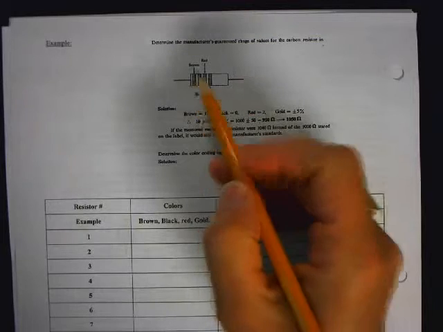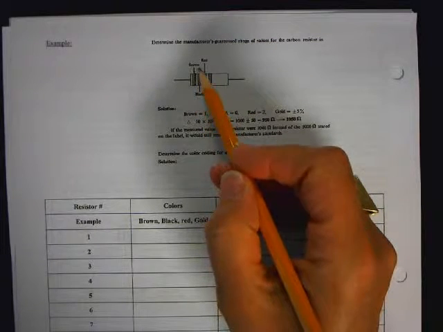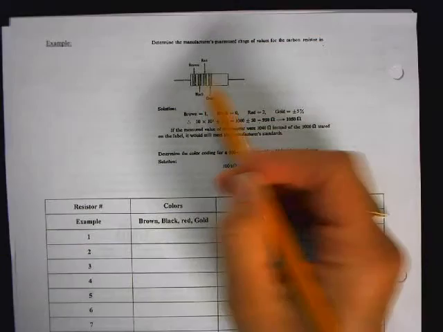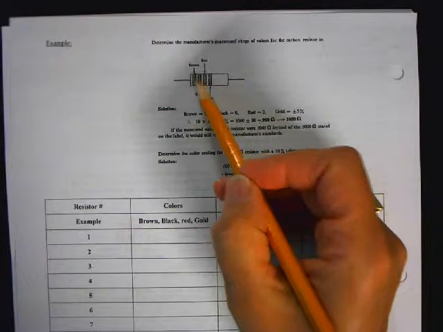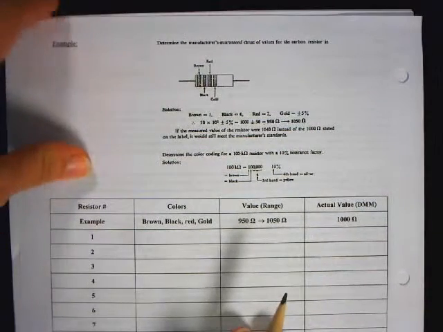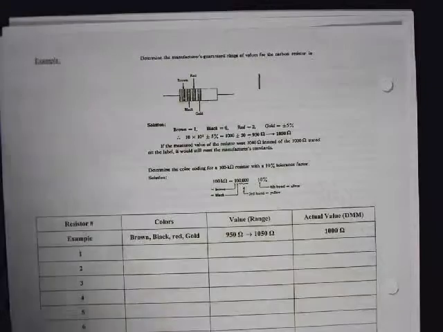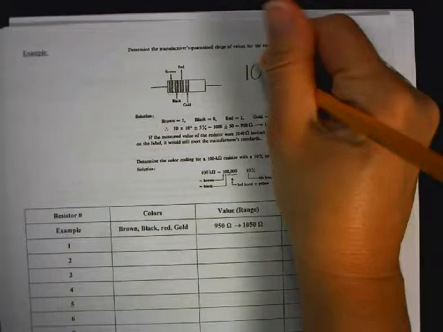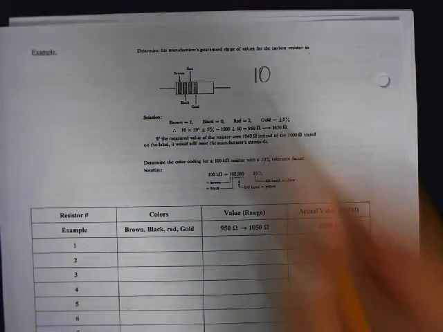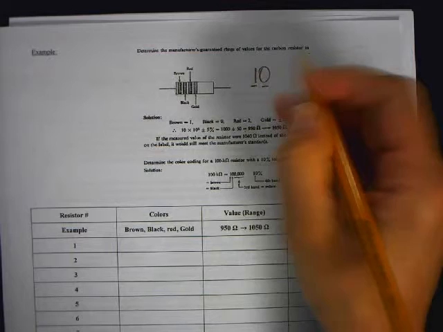So this shows a resistor. From left to right, the color bands are brown, black, red, and gold. Okay? So brown is the first band. So what I do is I look at my chart, and I see brown means 1. So I write down a 1. So that's the first band. The next band is black. So I look at my chart, black means 0, I write down a 0. Okay? So this is the first band, the second band.